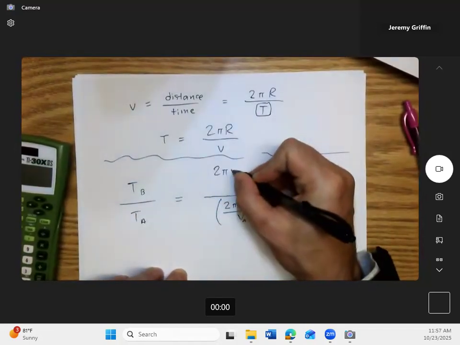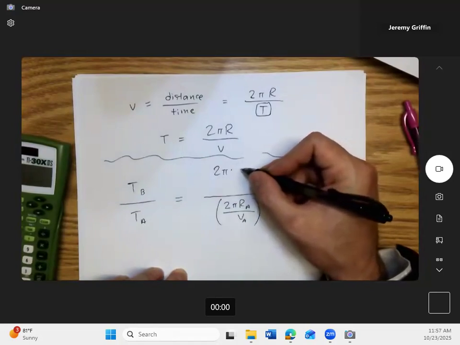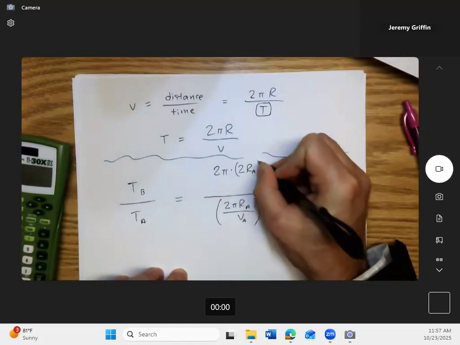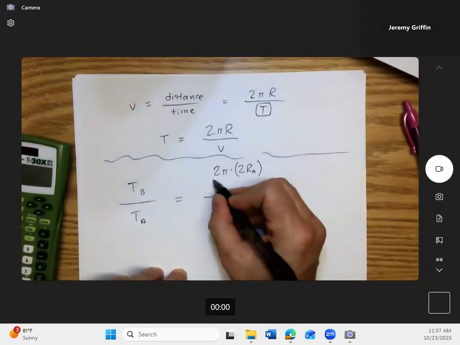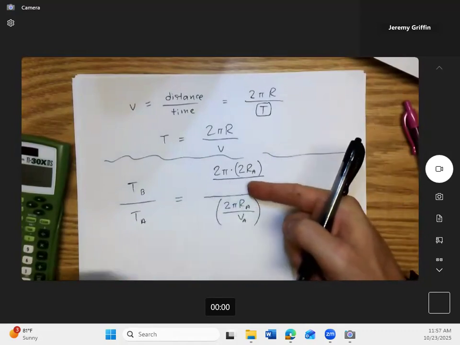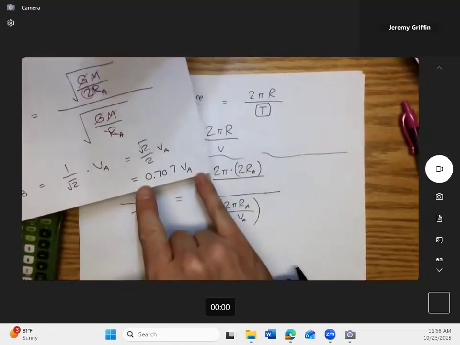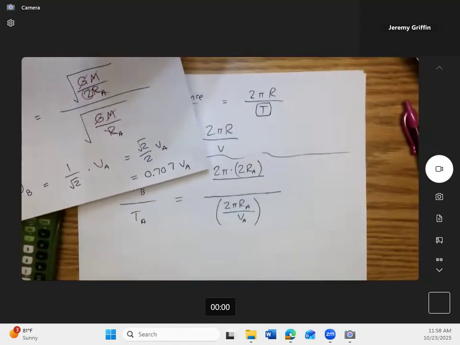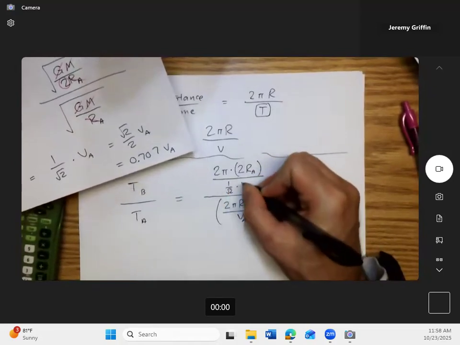2 pi. Guys, instead of radius B, I'm going to say what in terms of radius A? Radius 2 times. Isn't radius B twice radius A? You guys remember that? Everybody follow that? Okay. And then, what is speed B in terms of speed A? That's this right here. Yeah, 0.707, 1 over the root 2, however you like it. So, how about I do 1 over the root 2? And that's times speed A.